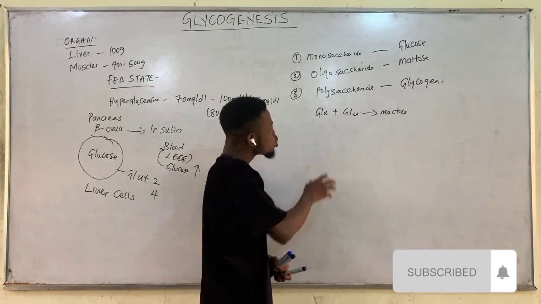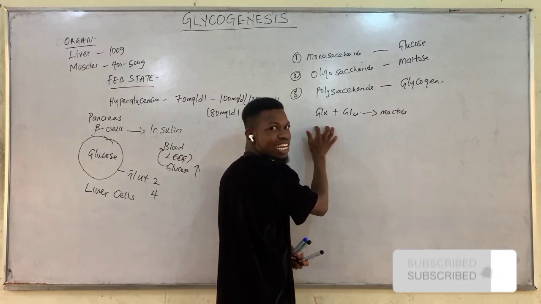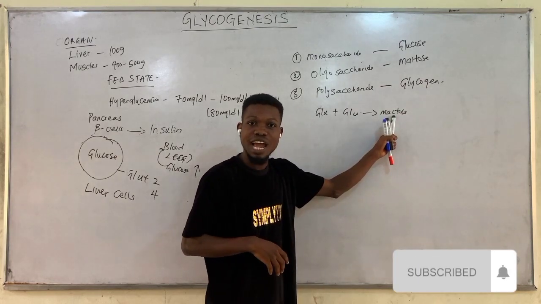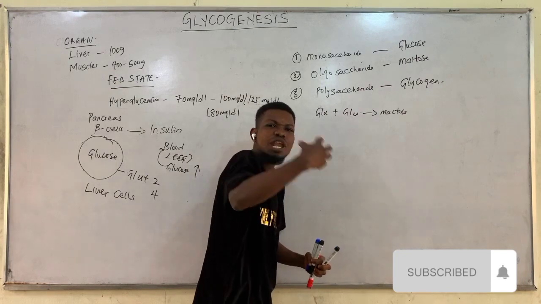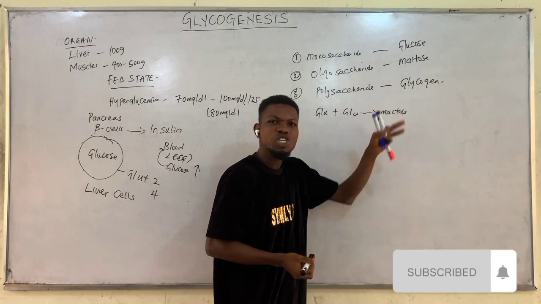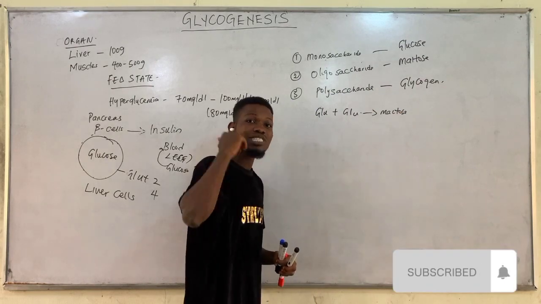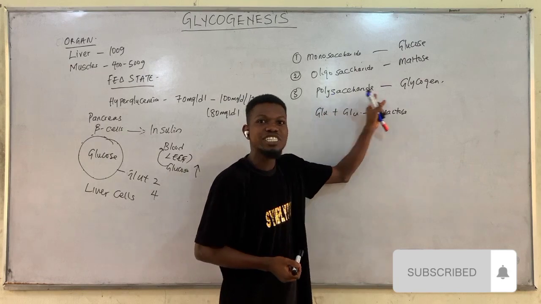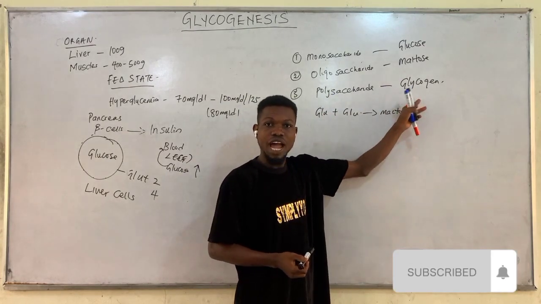So when these glucose combine together, it gives rise to what? An oligosaccharide, which is maltose. But when more and more glucose combine together, it will give us what we call polysaccharide. Most especially when we have 10 to thousands of monosaccharide units combined together, it will give us polysaccharide, which is glycogen.